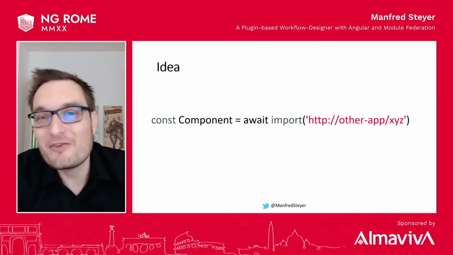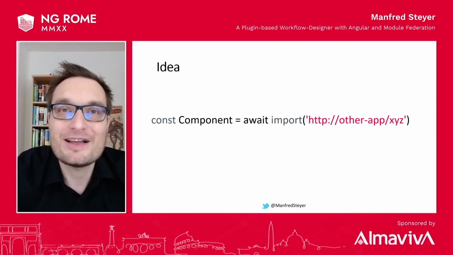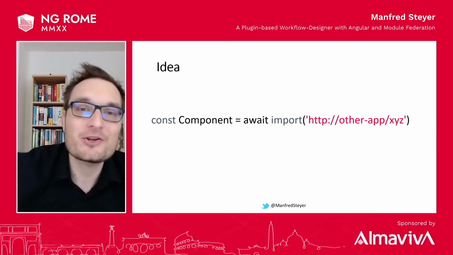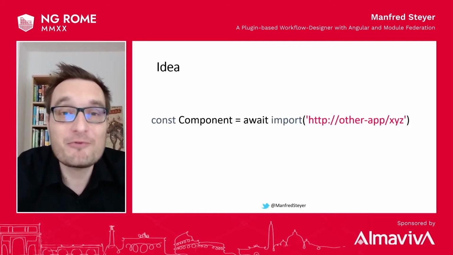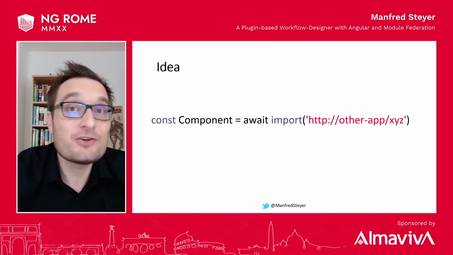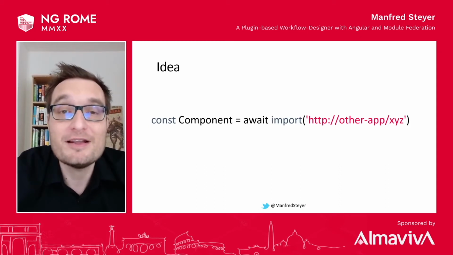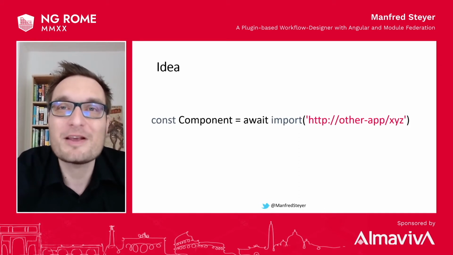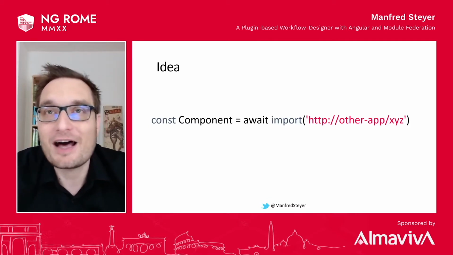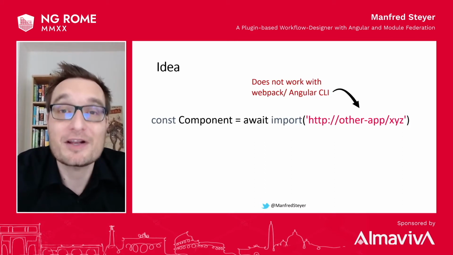Because we have this dynamic import statement. It allows us to point to a different origin, and so we can load something from over there. And even before we had the dynamic imports introduced with ECMAScript 2017, we had something like require, and it served a similar purpose. But I'm telling you now, this does not work with dynamic import, especially if you use a bundler like Webpack or a bundler like the CLI, which is using Webpack underneath the covers.